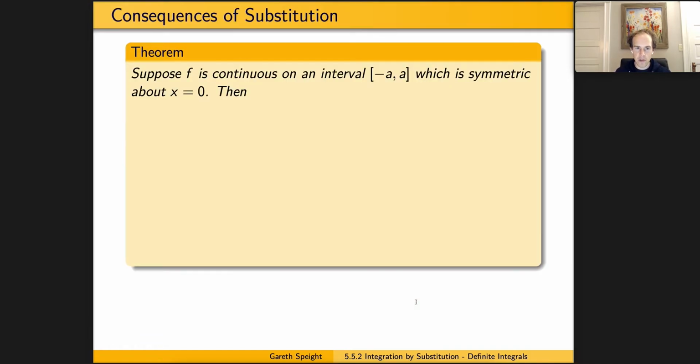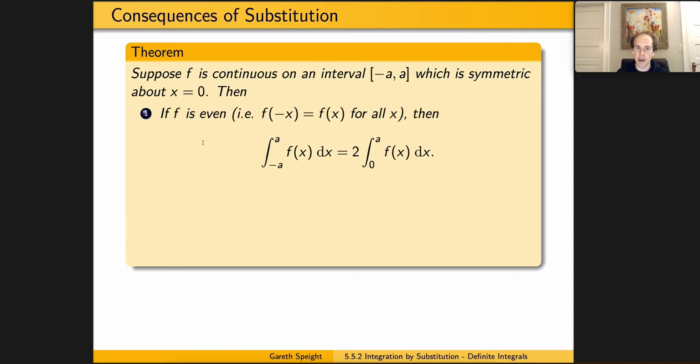Okay, so there are two consequences of substitution that are worth pointing out. Let's suppose we have a function which is continuous on an interval from minus a to a. So this is an interval which is symmetric about the origin, right? It goes a in one direction and a in the other direction. For instance, minus 1 to 1, or minus 2 to 2, or minus 50 to plus 50, whatever, it's just an interval that's symmetric around the origin. Then what do we know?